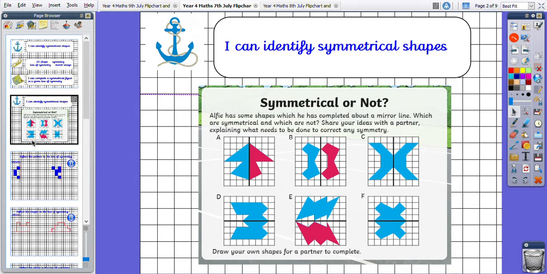Alfie has some shapes which he has completed with a mirror line, so a line of symmetry, which are symmetrical and which are not. So you can talk about it with an adult, or if you are at school you can talk to the other person on your table, which are correct and which are incorrect. Off you go.